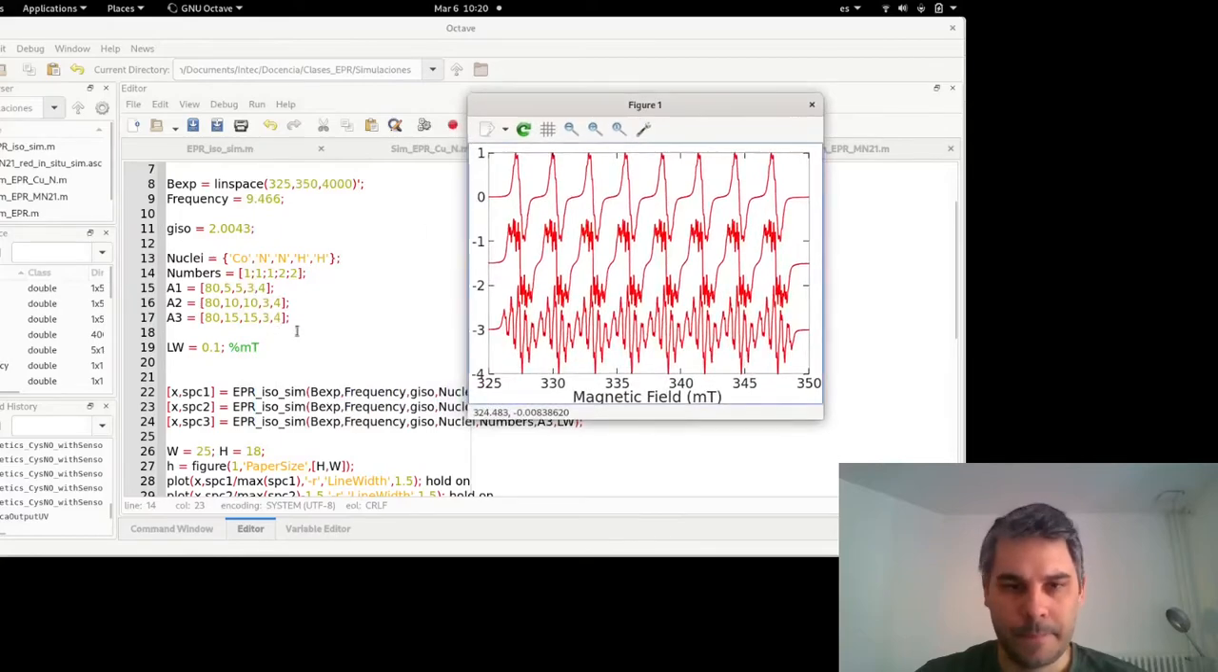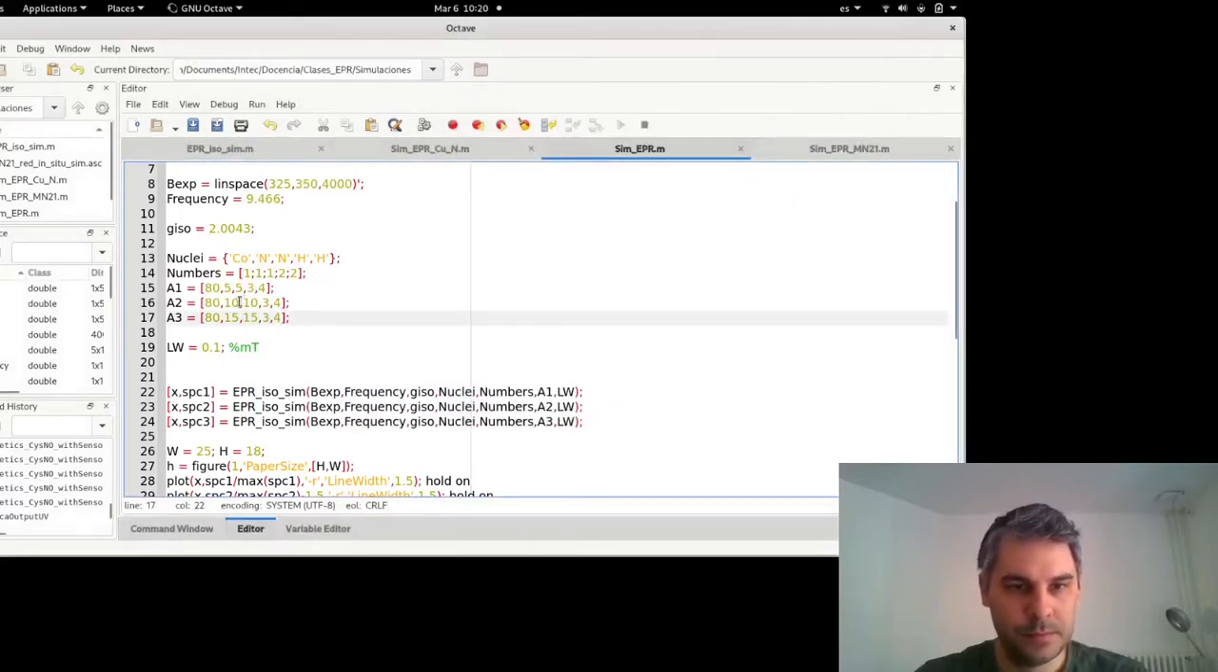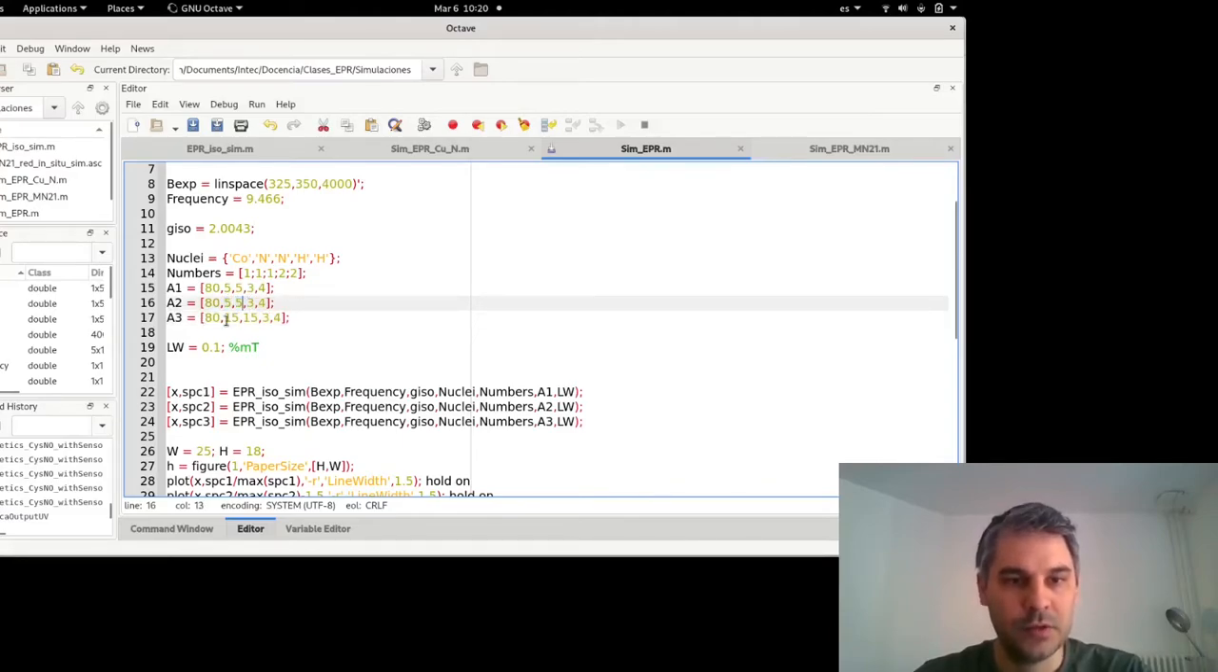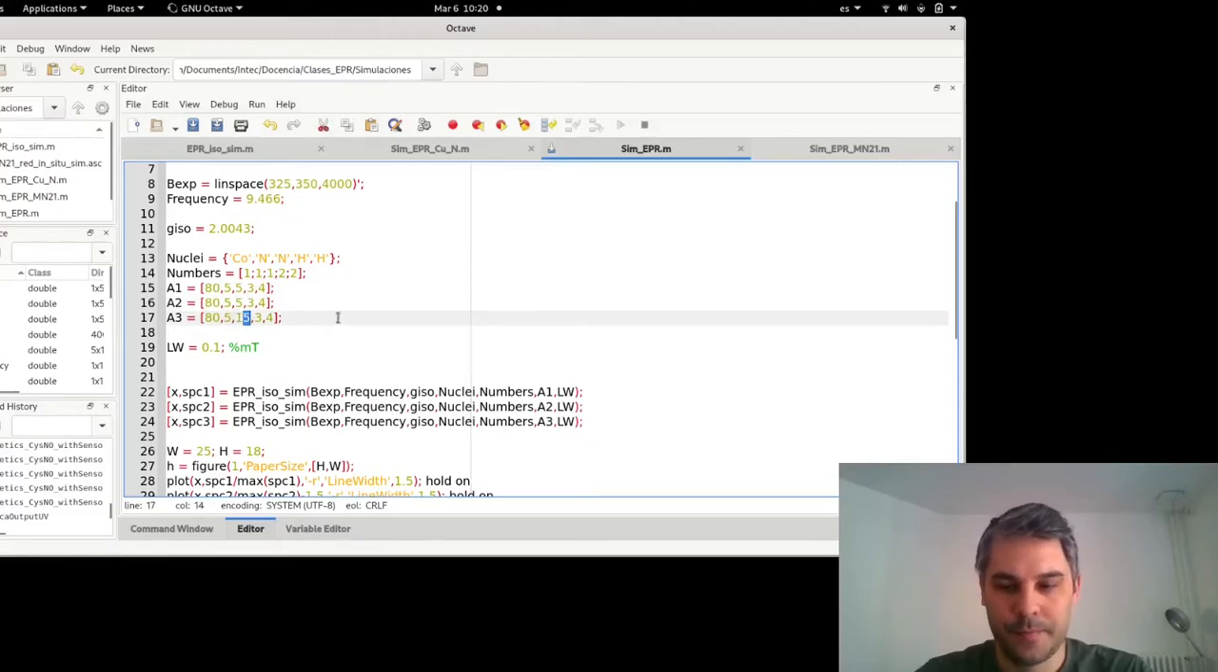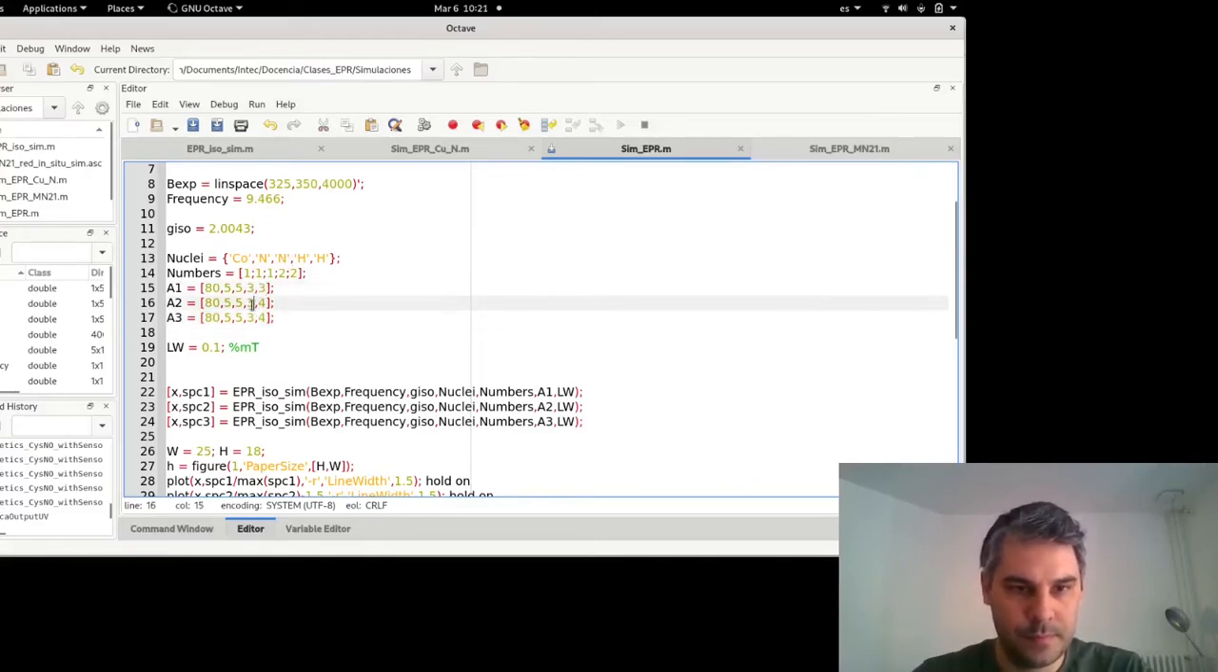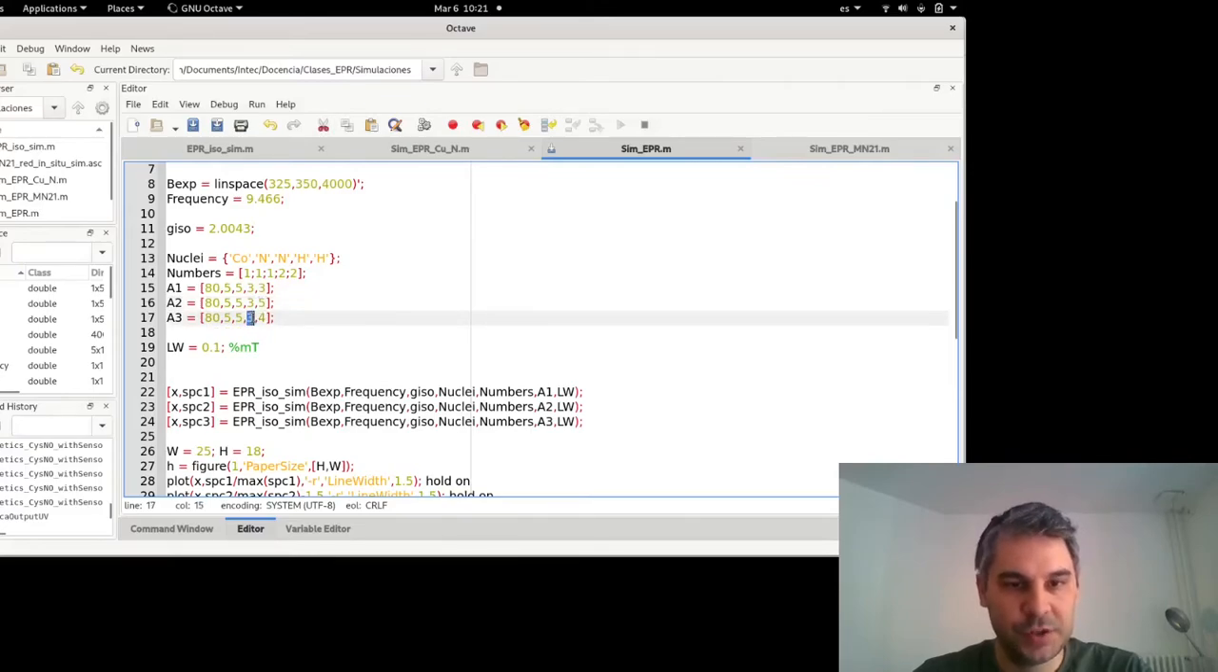So let's go now to all the simulations. Will have the same cobalt and nitrogen hyperfine splittings, but we will change slightly the values of the nitrogen hyperfine splittings. All the values that I'm putting here for hydrogens are more or less normal for various organic molecules. For the metal and the nitrogens, it's basically made up.